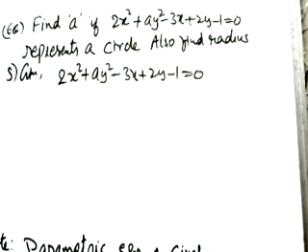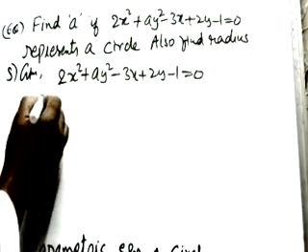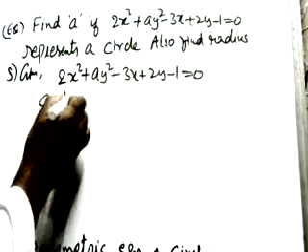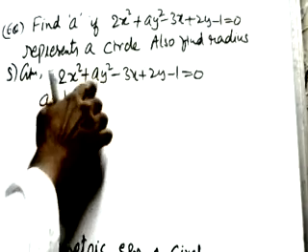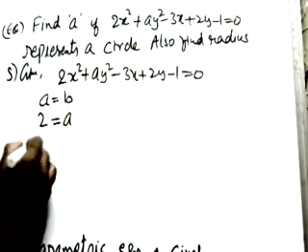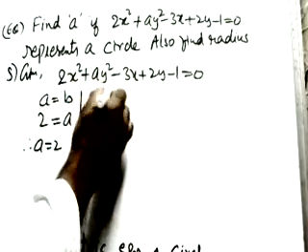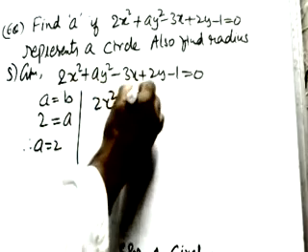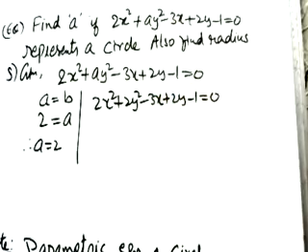See here: find a if the equation represents a circle. Also find the radius. In the starting, we have seen the condition: this is a, this is b. For a circle, the condition is a equals b. So what is the value of a here? 2 equals b, so therefore a equals 2. Now substitute the value here: 2x square plus 2y square minus 3x plus 2y minus 1 equals 0.